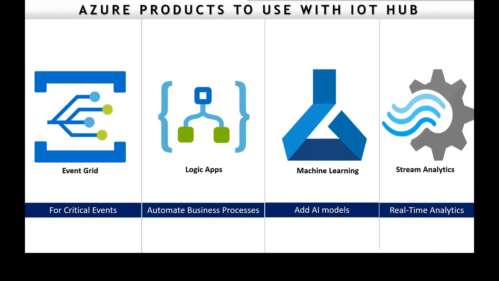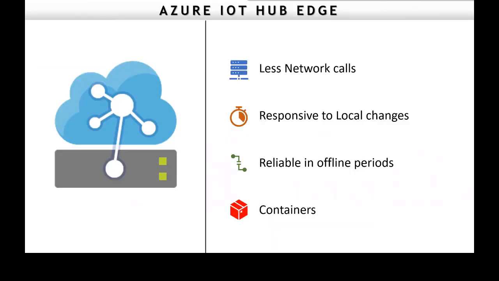You can do machine learning by just adding AI models. Or you can have Stream Analytics, which is mostly used to run real-time analytics computations on whatever is coming from the IoT Hub. So you have great options with Azure if you are going to use Azure IoT Hub.